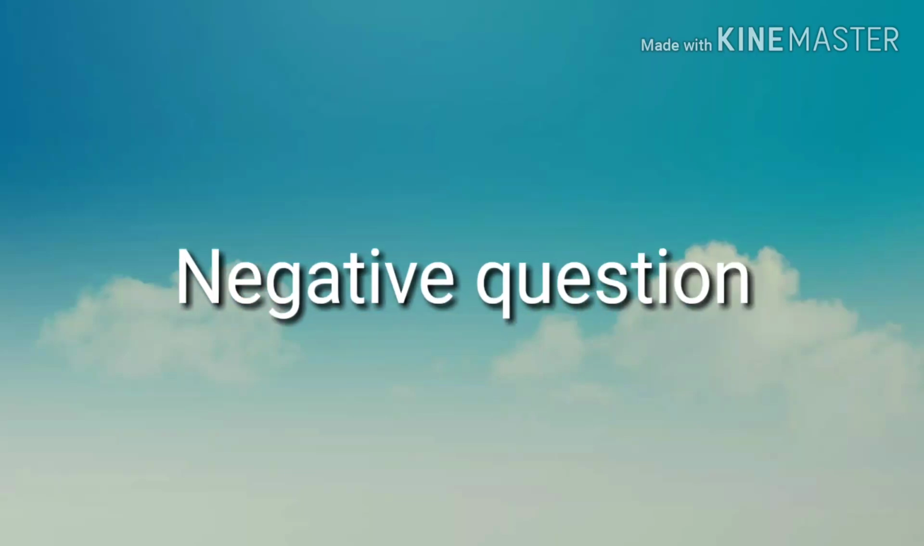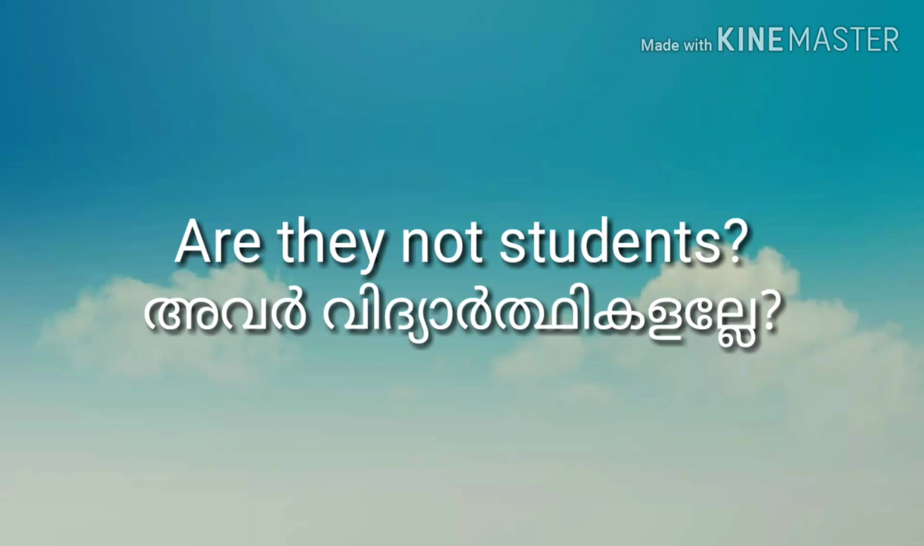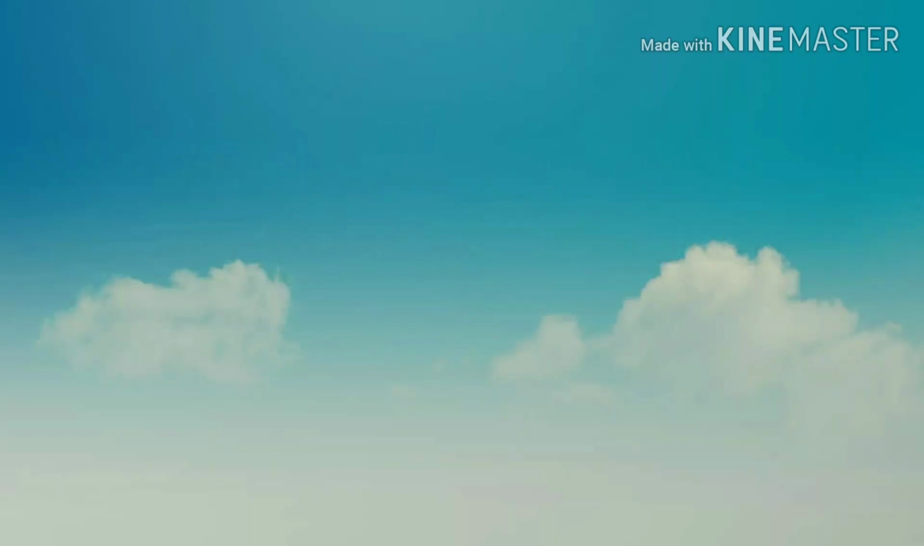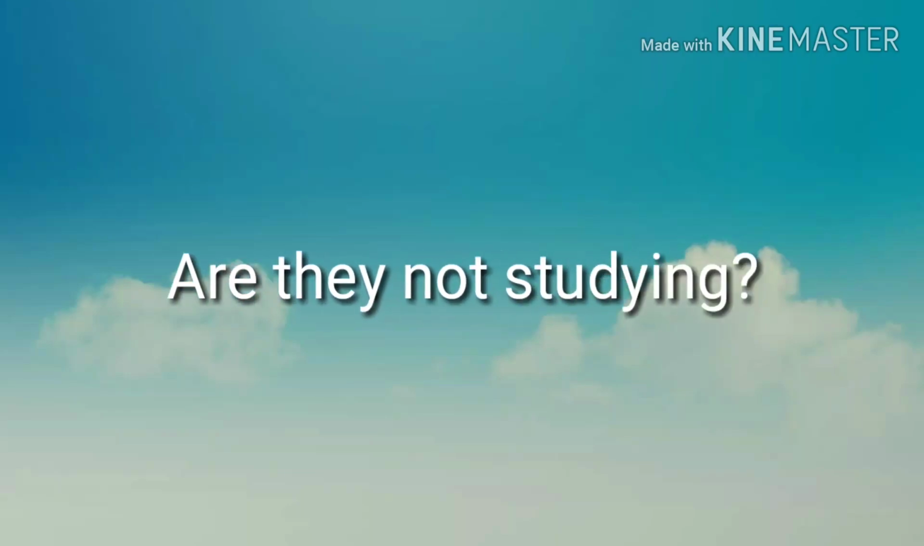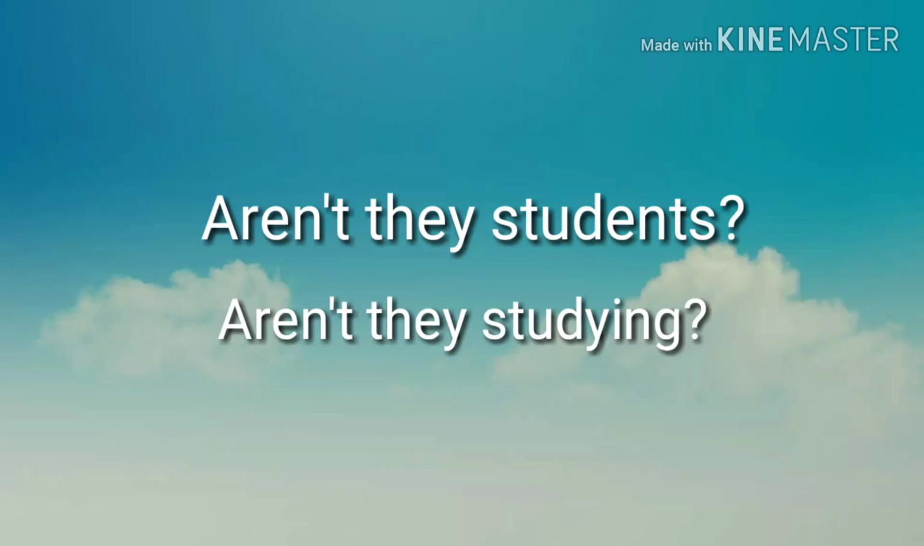now you have to make negative questions, just like are they not students? In Malayalam, the meaning is like our vidyarthigalalle. Okay, you know this already. And are they not studying? The same sentences, just like we have already told, it can be used shortened form. Aren't they students? Aren't they studying? Okay, such examples can be used.